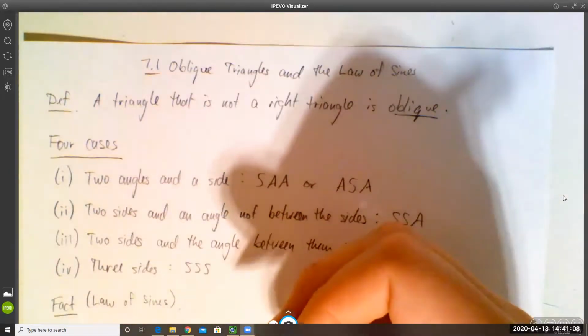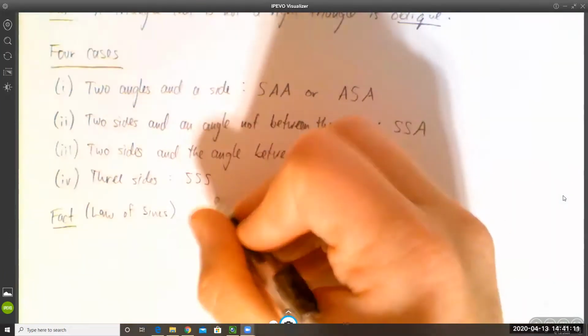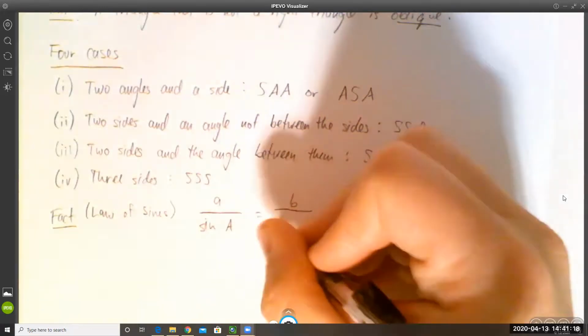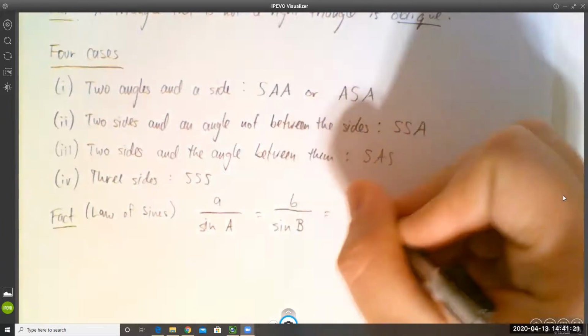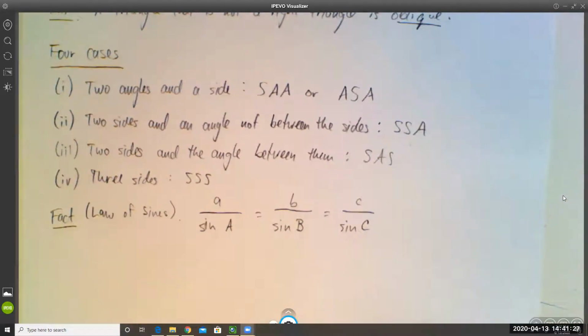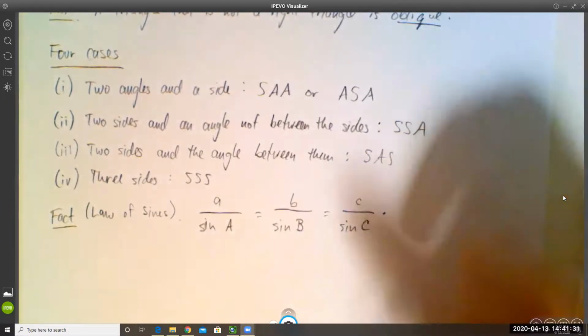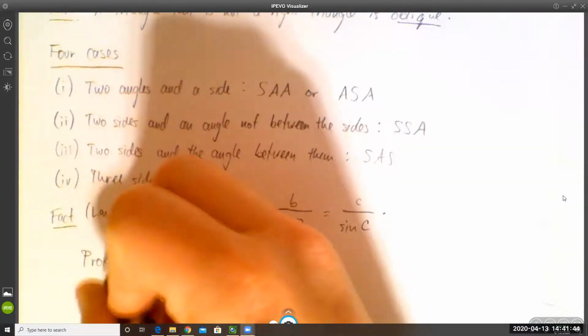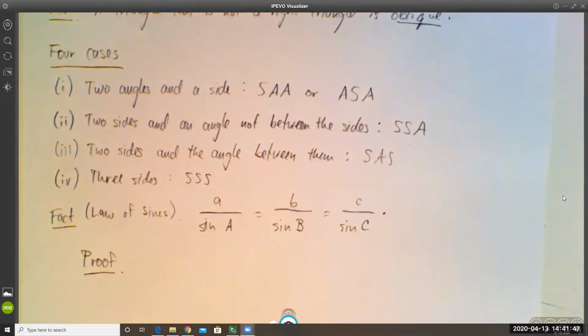So here's what the law of sines says: a over sine A equals b over sine B equals c over sine C. And this is true for any triangle ABC. So this is true for any triangle, not just the right triangle, but any triangle at all. Right? This is a true statement, and we're going to prove it. This will be kind of an incomplete proof. I'm not going to go into all of the hairy details, but this is the basic idea of the proof.